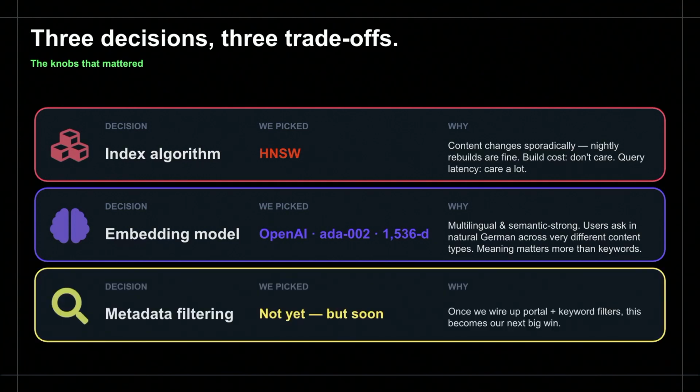And the last thing is metadata filtering. We are currently implementing it, and this is the logical next step that we have to take in order to have a functional RAG pipeline.